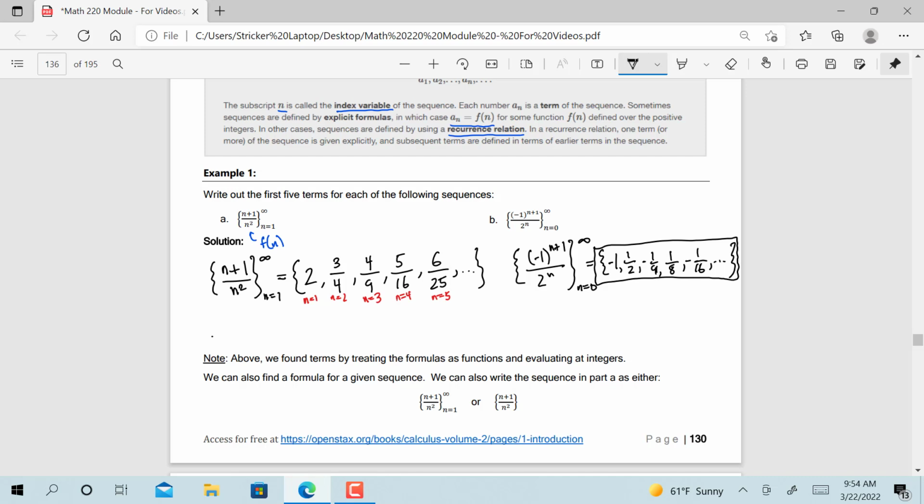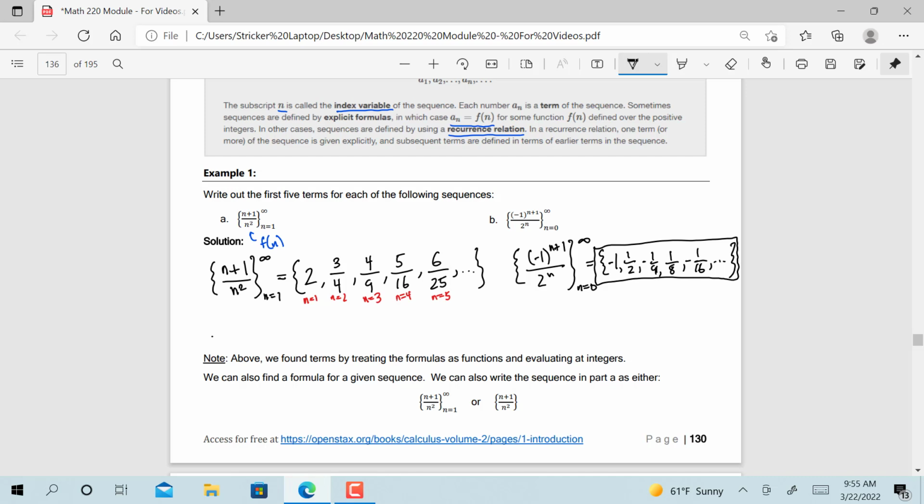It says, first, above we found terms by treating the formulas as functions and evaluating at integers. So that's pretty straightforward. We plugged in n equals 1, n equals 2, n equals 3 to evaluate and find the terms of the sequence. We could also go the opposite way, though. We could find a formula for the given sequence. It could give us the list of terms, and then we could come up with the formula. So we'll get some practice doing that here in a little bit.